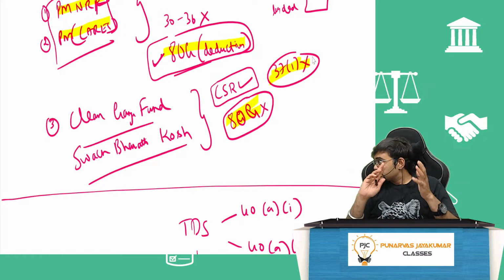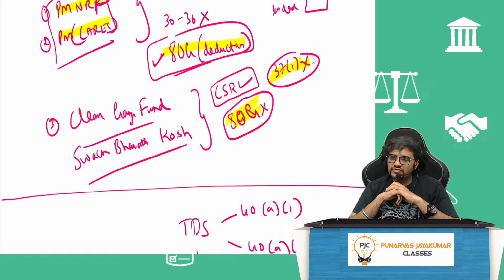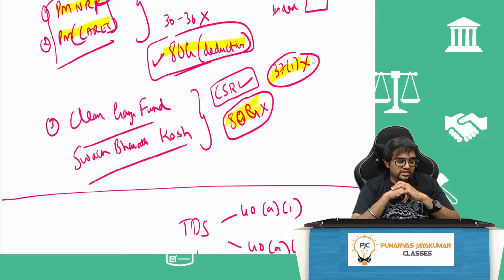If you compare CSR and 80G, these four funds will come into the picture. Prime Minister's National Relief Fund, PM CARES Fund: not allowed under CSR, not allowed under 32, 36, but allowed under 80G. So will the company get a deduction? Yes. When will the company not get a deduction? If they donate under Clean Ganga Fund and the Swachh Bharat Kosh. No CSR also, no 80G also.